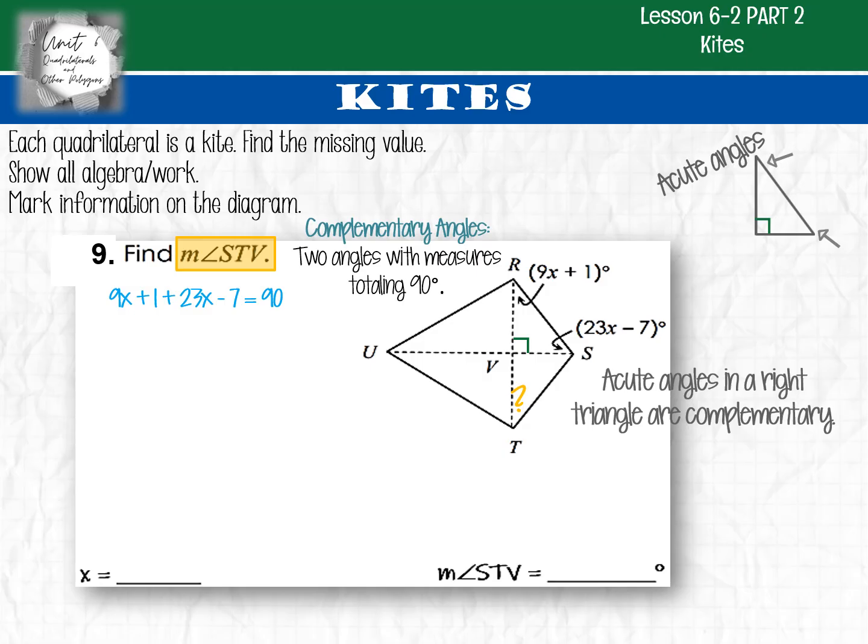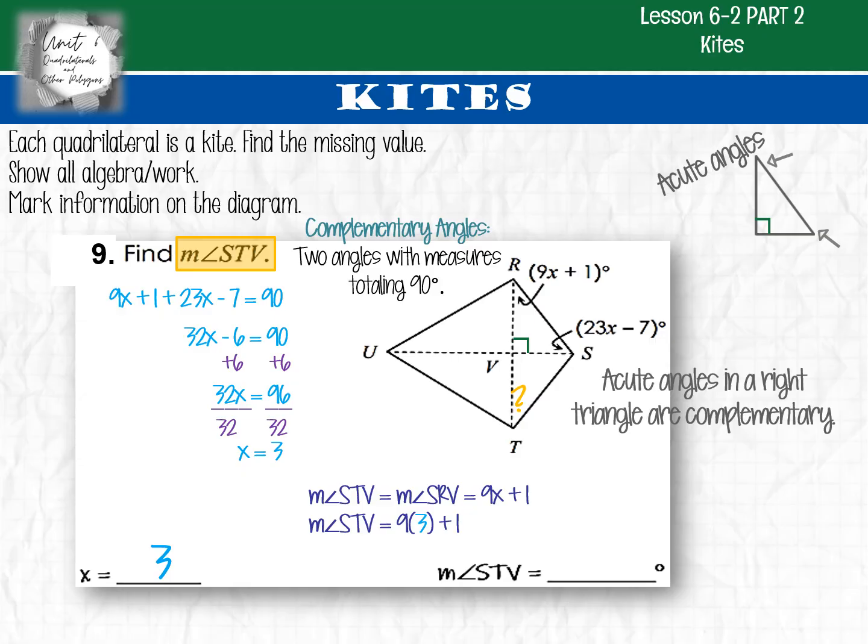So 9x plus 1 plus 23x minus 7 equals 90. Combine like terms. 32x minus 6 is 90. Add 6 to both sides. 32x is 96. Divide by 32 and x is 3. Not our final answer. We want the measure of angle STV. That is the same as the measure of angle SRV, which has an algebraic expression, 9x plus 1. Let's plug in our 3 in place of x, and the measure of our angle is 28 degrees.